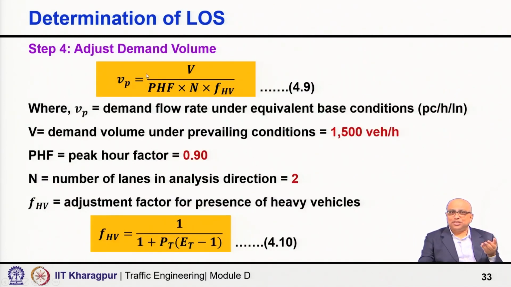Now, the adjusted volume. As you know, Vp equals V divided by peak hour factor times N times FHV. So, V is here 1500 vehicles per hour, peak hour factor is given as 0.9, number of lanes in the analysis direction is 2, and FHV, the heavy vehicle adjustment factor, we have to calculate using this. So, we need the PT value and the ET value.